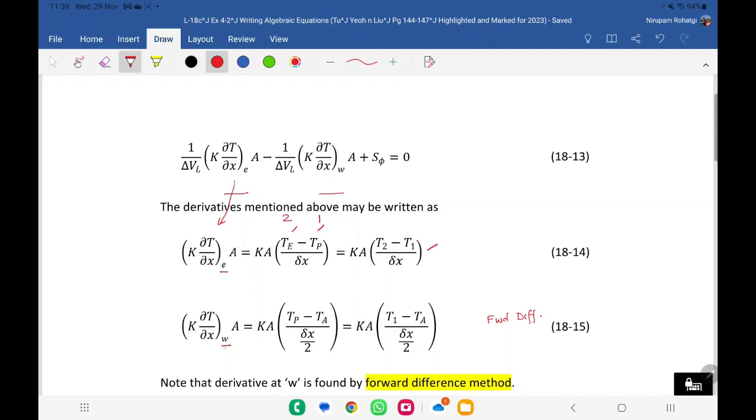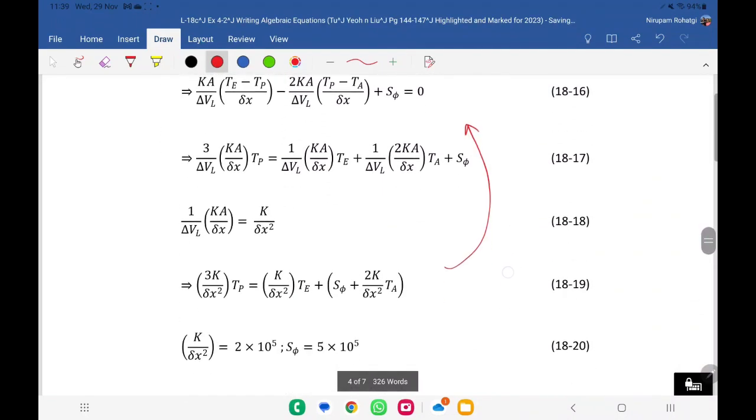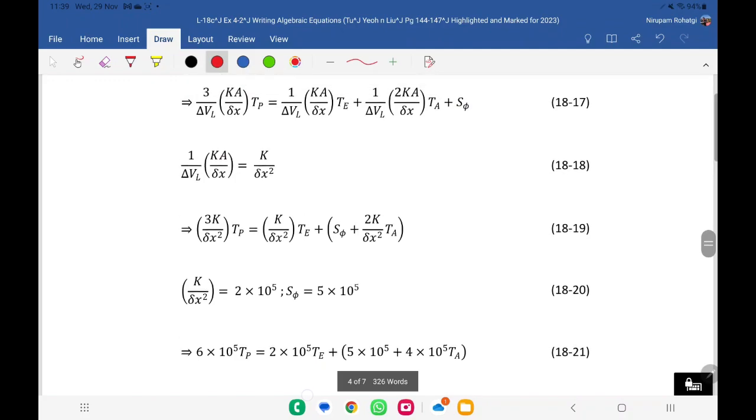You are finding W. W is your point, which is 1. Okay, so this derivative that comes, W is not Ta. W is the point Ta, west is Ta. So at Ta it becomes 1 minus Ta by delta x by 2, because now the length is half. Okay, this will come. And you will fill both these into this equation. Simple substitution. You will get something like this equation. Okay. Rest all is mathematics.